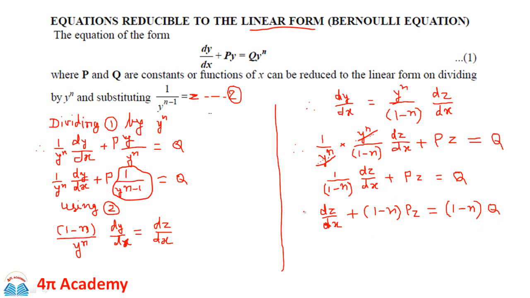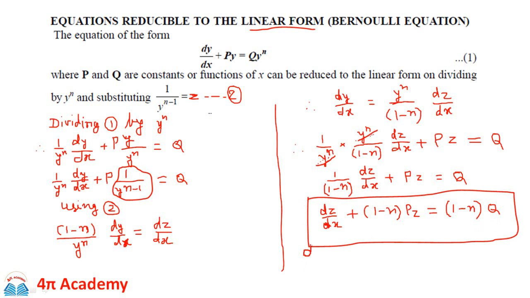and that is equal to 1 minus n into Q. Now if you look at this equation, this equation is of the form dz by dx plus Pz, and this is equal to Q. So now we have reduced this equation, by making a substitution, into the form of a linear equation of this type.